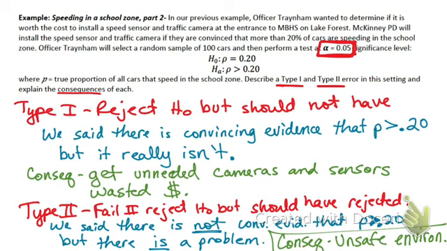So here's my question to you: which one of these is worse? Is it worse that we waste the money and get unneeded sensors, or is it worse that we have possible death? Death. Obviously, that's worse, right? So we would want to minimize this chance of happening.